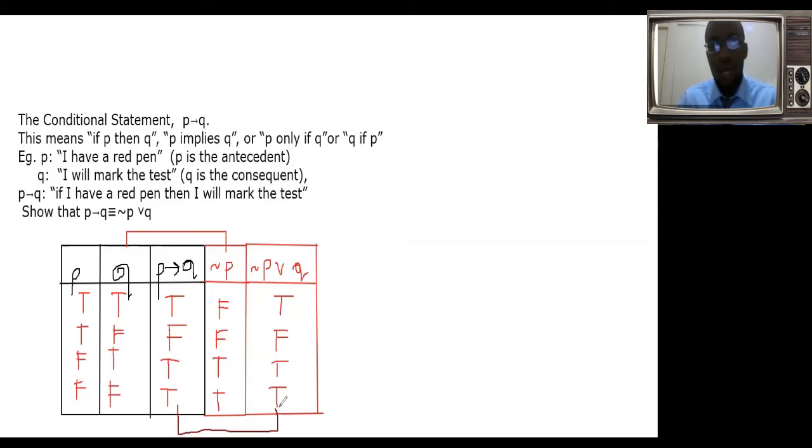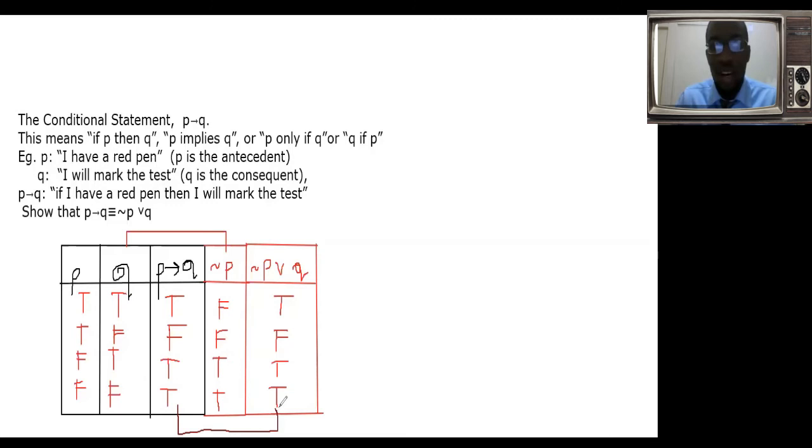Now, the next thing we're going to be looking at is the derivative of a conditional statement. And so you may wonder, what is the derivative of a conditional statement? What are you talking about, sir? Well, what I am talking about is simple. P implies Q is, for example, if I have a red pen, then I will mark the test. What if I said, I will mark the test, then I have a red pen? Or what if I said, if I don't have a red pen, then I will not mark the test, right?